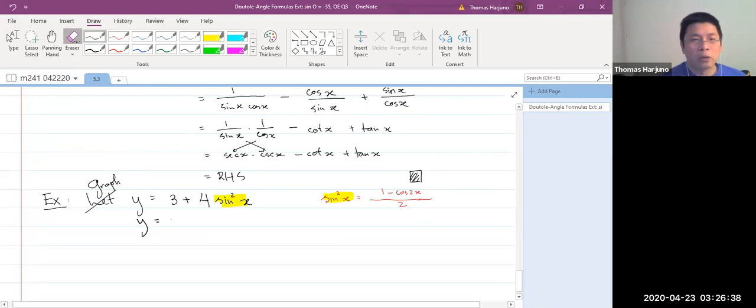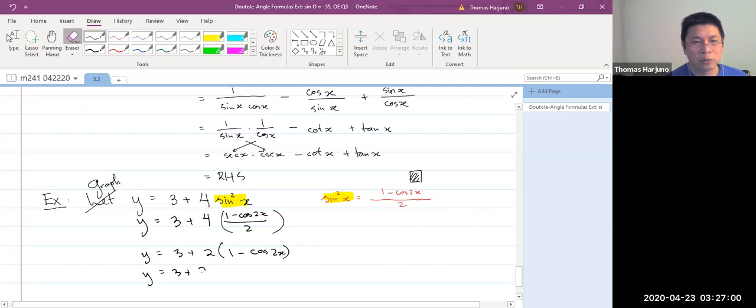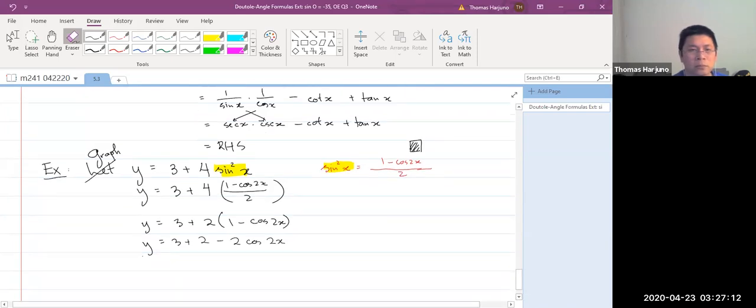So y equals 3 plus 4 times 1 minus cosine 2x over 2. That's y equals 3 plus 2 times 1 minus cosine 2x. This is 3 plus 2 minus 2 cosine 2x. This is y equals 5 minus 2 cosine 2x.